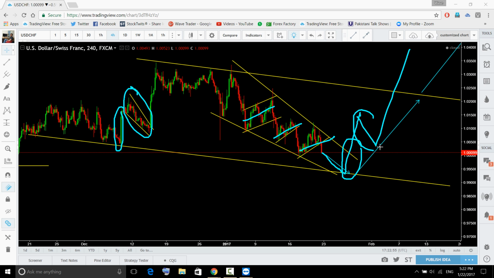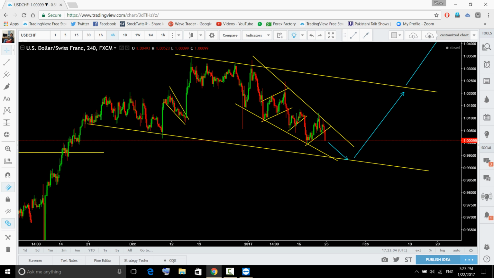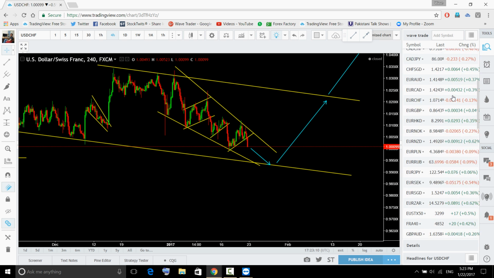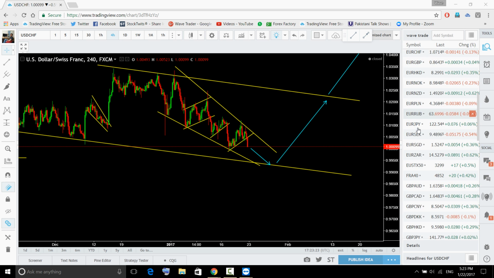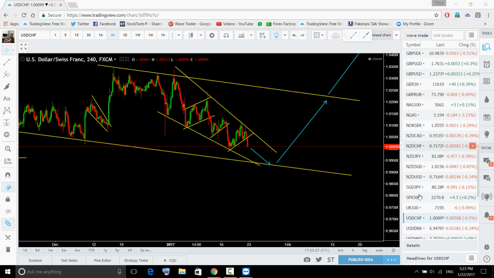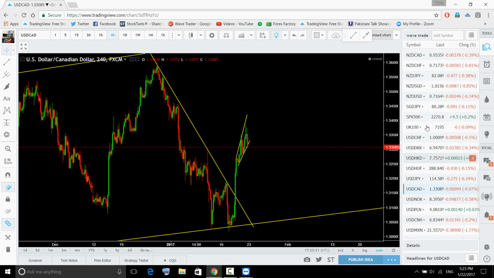You may see that trend continuation pattern over there. So try to watch the bottom for the upside. If dollar index starts to rise, then this pair will also start to rise to the upside. And the next pair is USD CAD. I will try to finish the dollar pairs first with the dollar index.